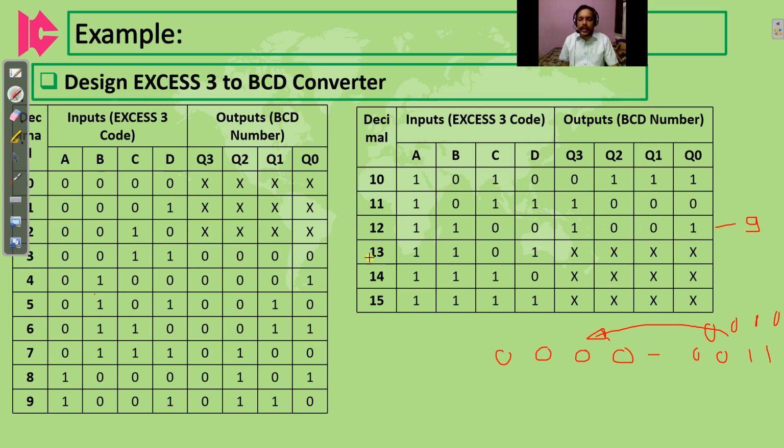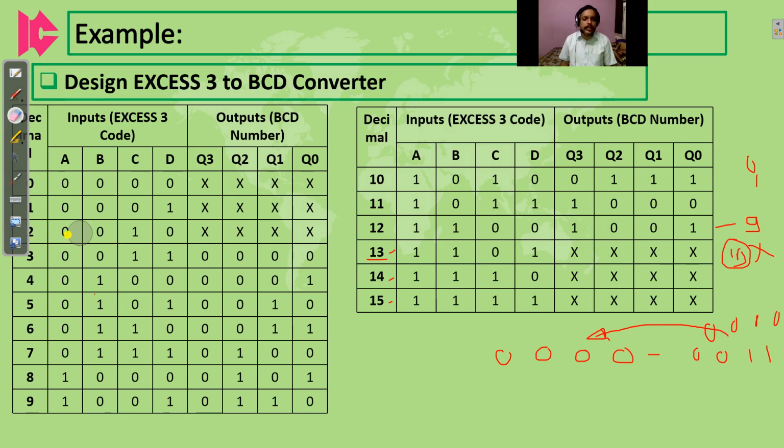But if we go next, it is 13 minus 3, that is 10, but 10 is absent in BCD. BCD will not take output 10 because BCD is from 0 to 9 only. So for this the output will be don't care. See that the output is don't care for 0, 1, 2 and also for 13, 14 and 15. So we have to design the converter for this.